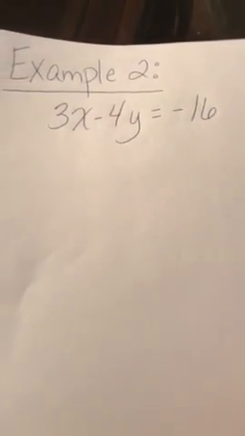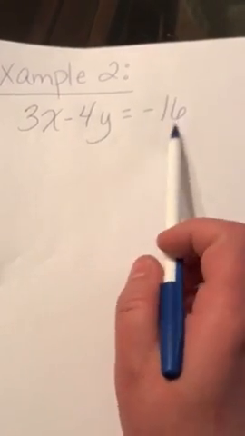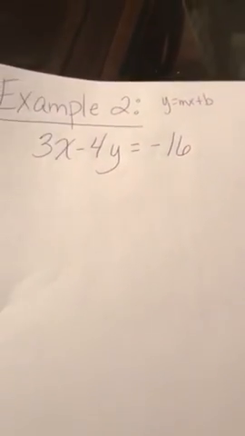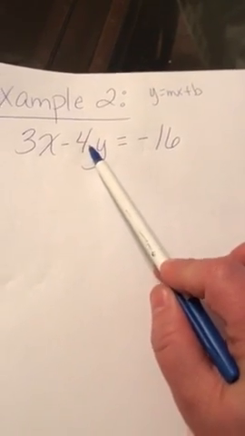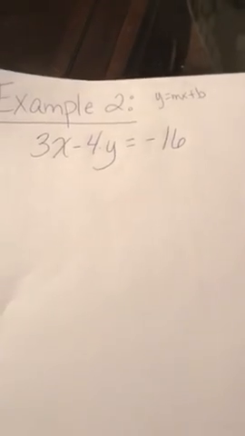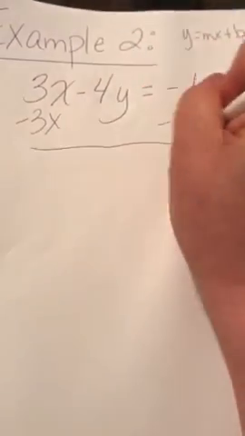All right, let's look at example 2. Here again, it's in standard form, ax plus by equals c, but I need it to be in y equals mx plus b. So if you look up here, y's not by itself, I need to get y by itself. So what do I need to get rid of first? It's going to be this 3x. The opposite of plus 3x is minus 3x. So what I do to one side, I have to do to the other.